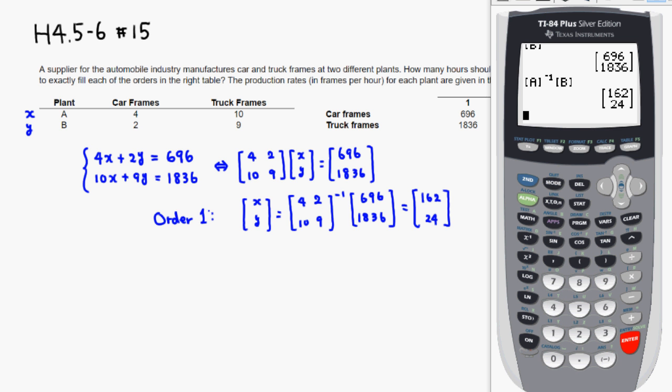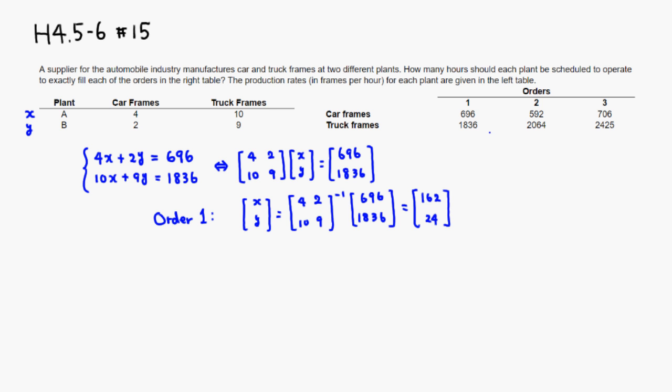To meet order number 2, all you really have to change is the right hand side. You still have the same inverse matrix. So same thing, everything is the same except for the right hand side. The right hand side is now, for order number 2, 592 and 2064.